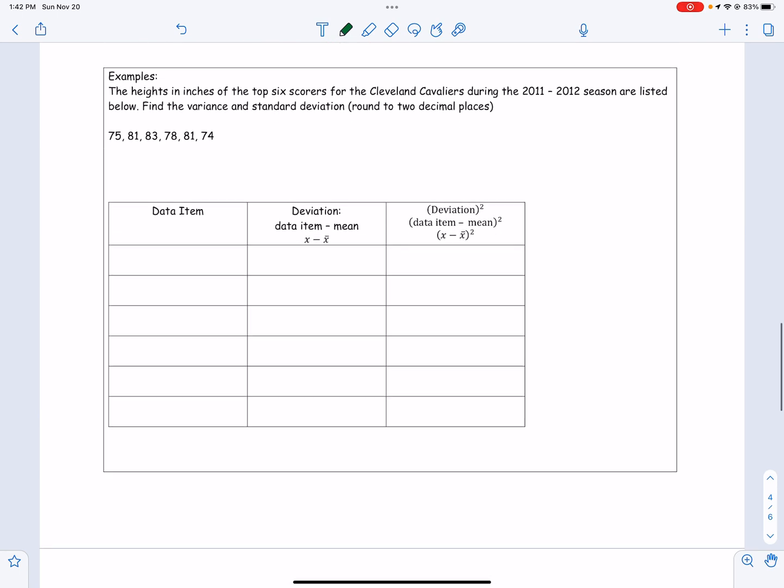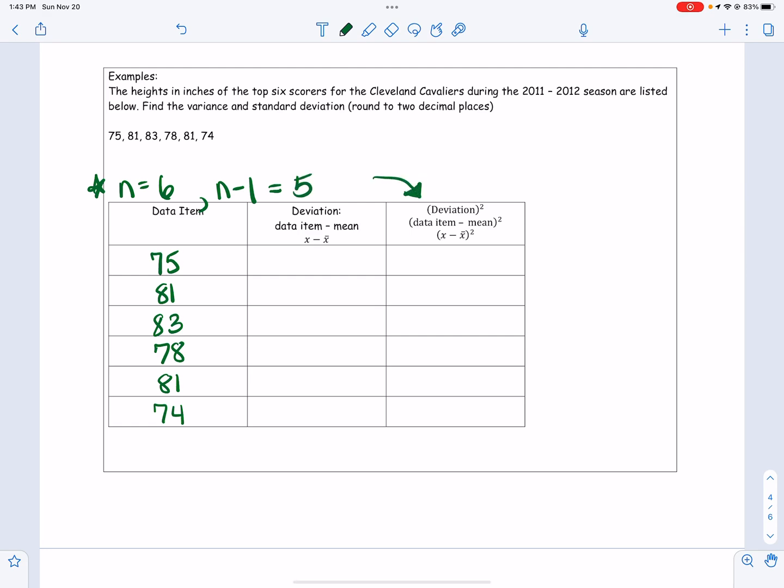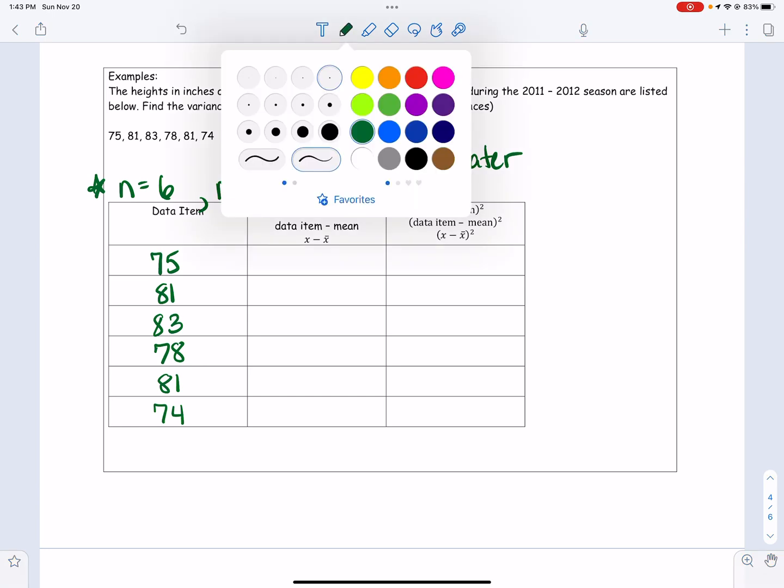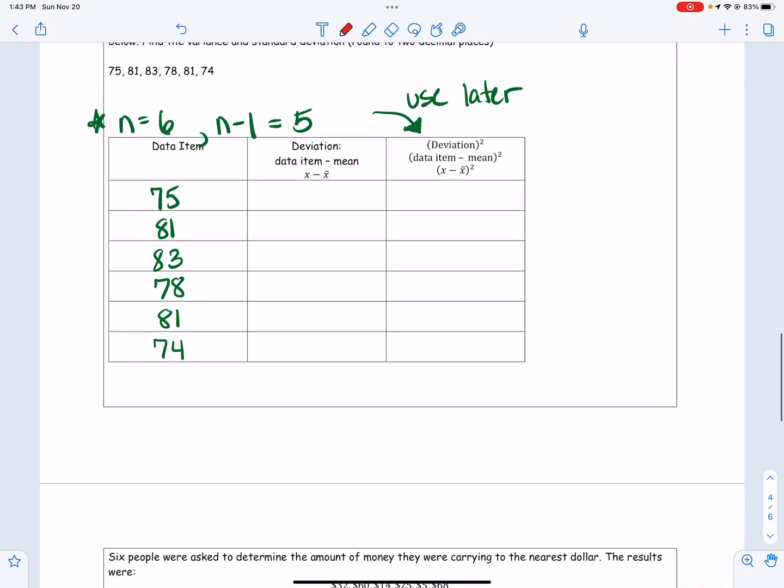So we're going to do 3 examples. In this first one, we have the list of top 6 scorers of Cleveland Cavaliers and their heights. So the very first thing I'm going to do is just list those data points in the first column. Okay. Then I also like to make a note that n is 6, so my n minus 1 is going to be 5, which I'm going to use later.